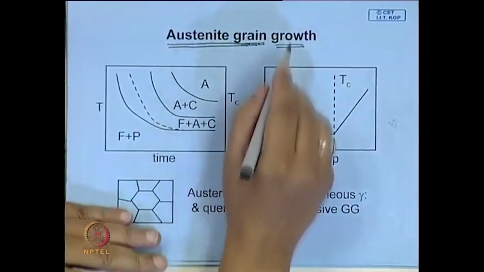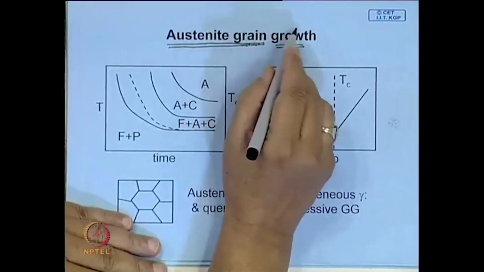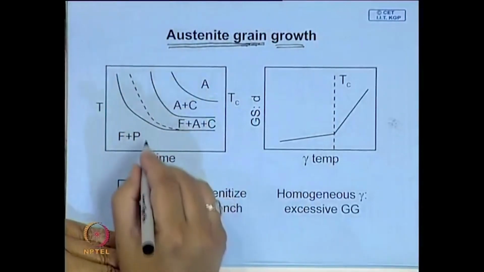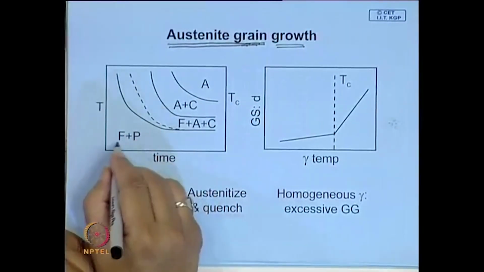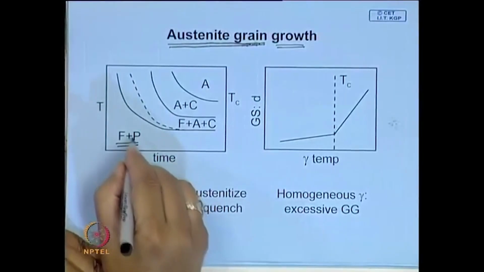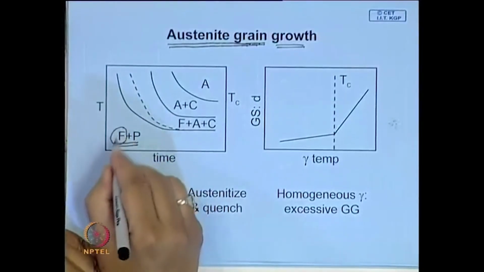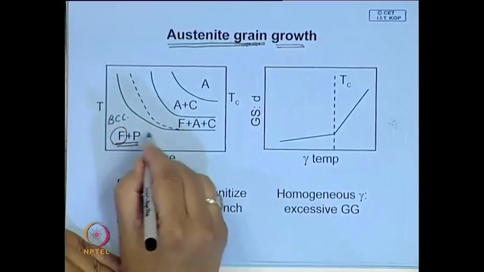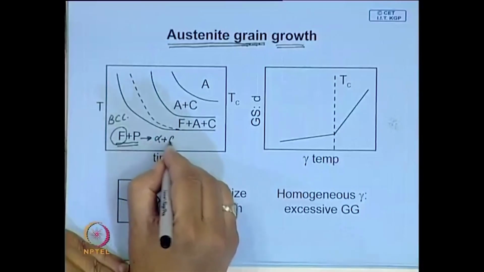And how does this abnormal grain growth take place? Now, we know the steel, at room temperature, the microstructure will be ferrite and pearlite. Ferrite is a BCC structure, and pearlite is made up of ferrite and carbide.